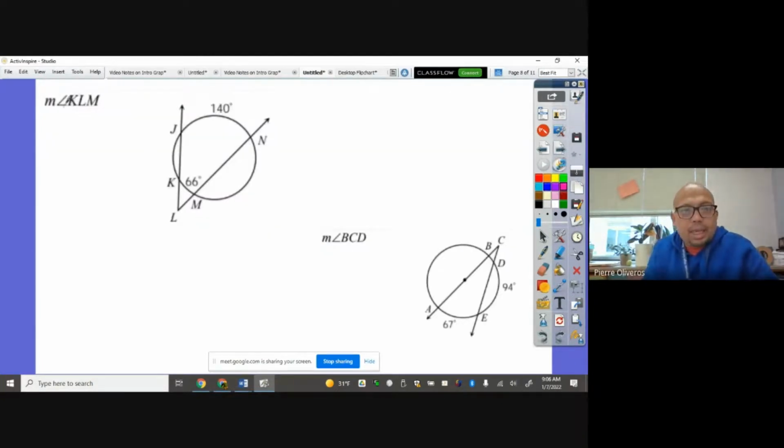So find the measurement of KLM. So we're looking for this angle here. We know this is the larger intercepted arc, and this is the smaller one. So it will be 140 minus 66, times half, will give us the angle KLM. So 140 minus 66 is 74, divided by 2 is going to be 37 degrees.